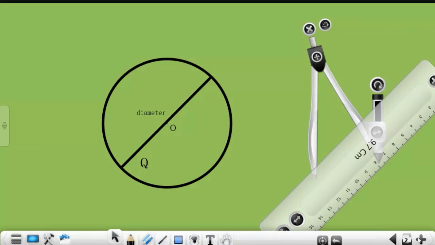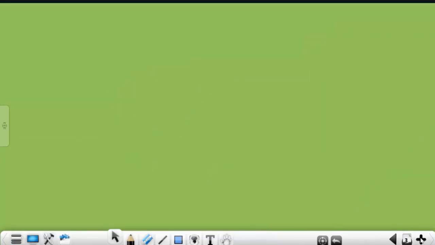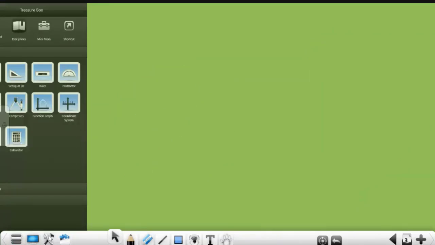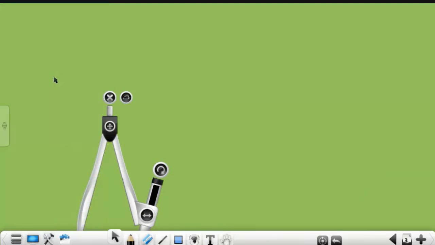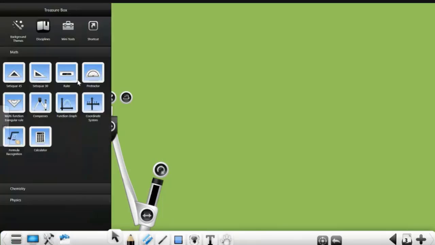The next one, number 3, is to construct chords of 3 centimeter. This still uses your textbook, page 78. Later you follow the steps. Now I show you on screen. Later you have to do it on your own.